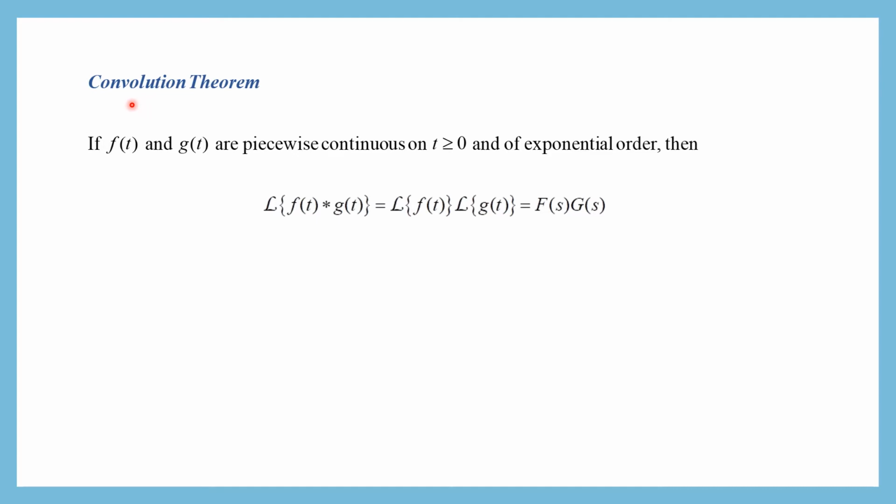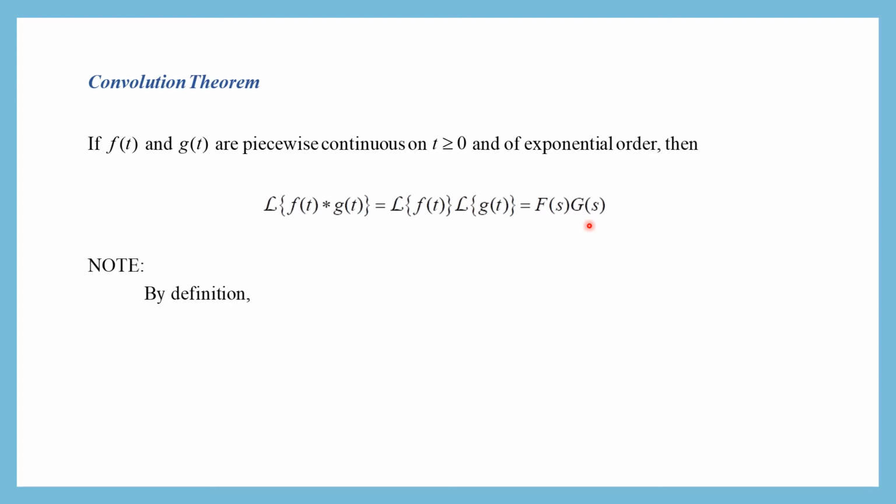Let us now discuss the convolution theorem. If f(t) and g(t) are piecewise continuous functions on t larger than or equal to 0 and they are of exponential order, then according to the convolution theorem, the Laplace transform of the convolution of f and g is equal to the Laplace transform of f(t) multiplied with the Laplace transform of g(t). But we know that the Laplace transform of f(t) is equal to F(s), and the Laplace transform of g(t) is equal to G(s). So in other words, the Laplace transform of the convolution of f and g is a product of F(s) and G(s).